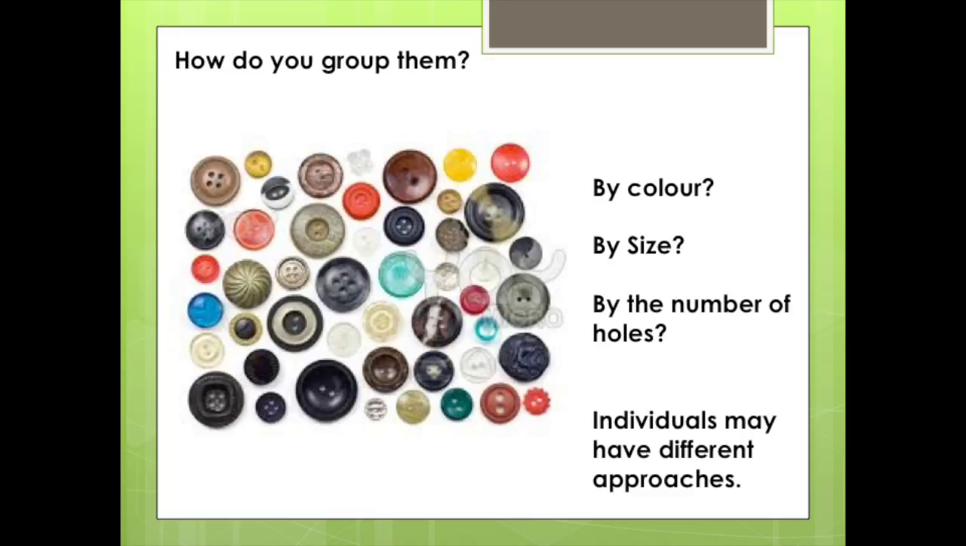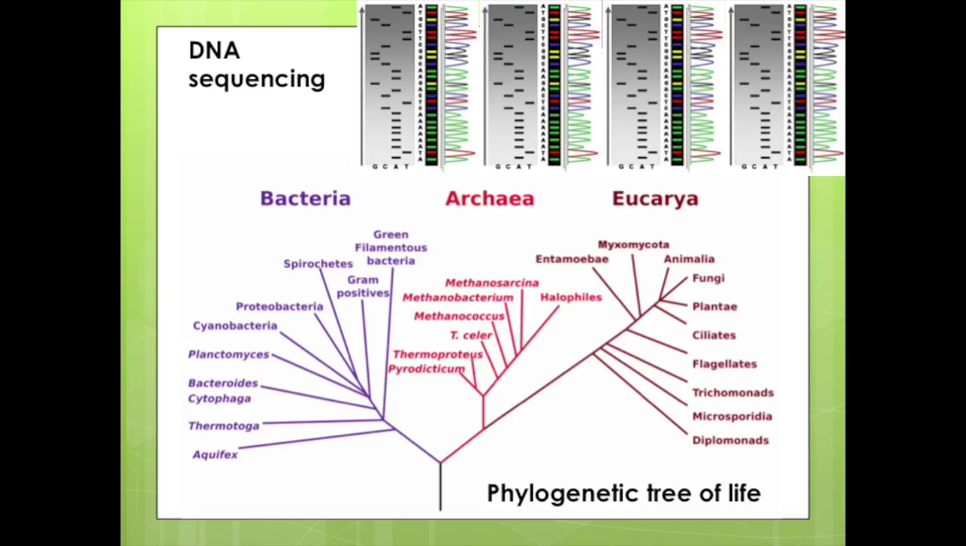However, like an assortment of buttons, how do you group them? Do you group them by size, or by colour, or by the number of holes maybe? The problem is that you might want to group them differently to others, which leaves the question, is this Tree of Life really correct?